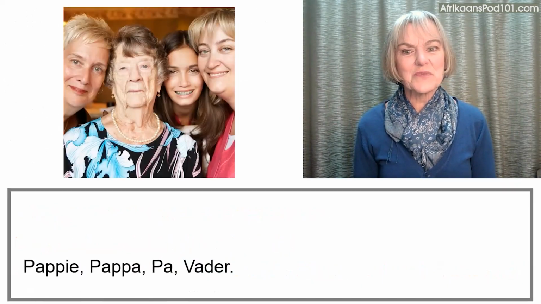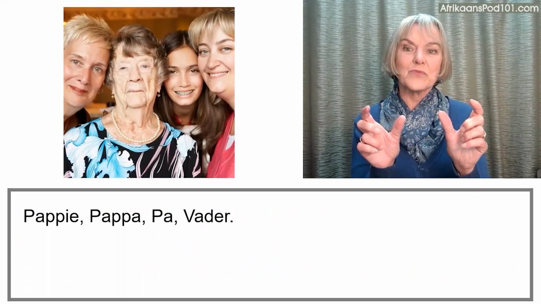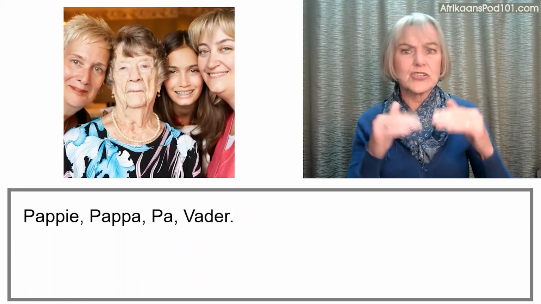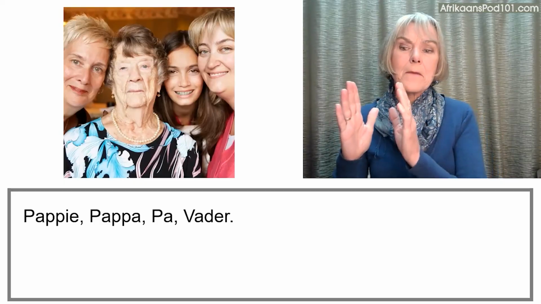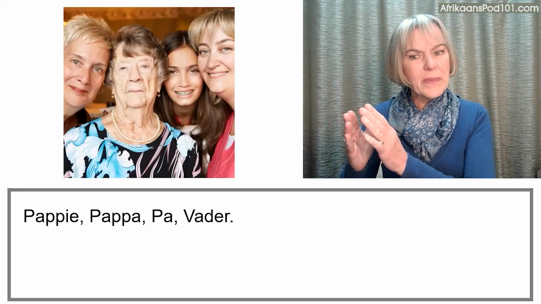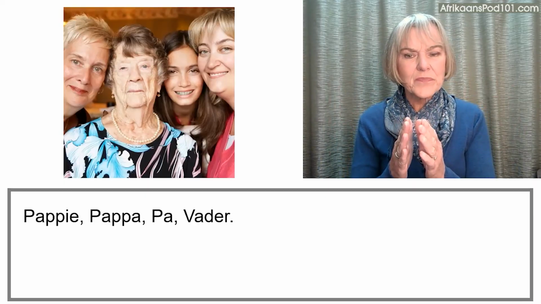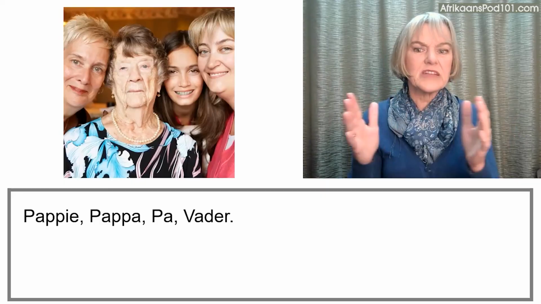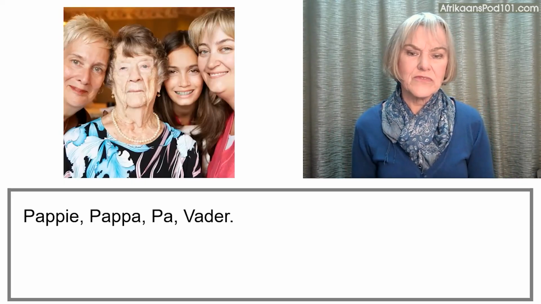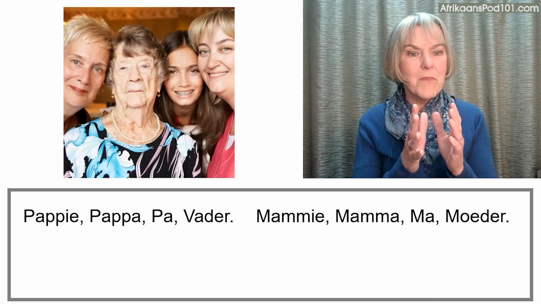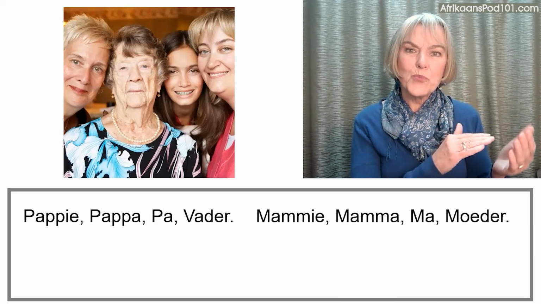So lastly, I just want to have a few words that we know how we call parents or grandchildren or whatever in Afrikaans. So, we're going from the least formal to the most formal. Papi, papa, pa, father. All of it means dad. But father, of course, is father. Again, mommy, mama, ma, moeder.